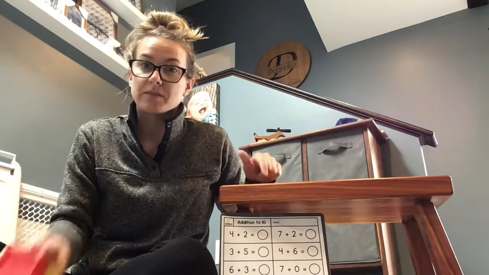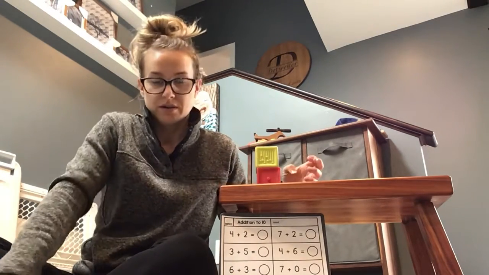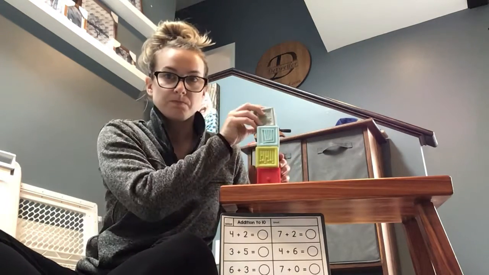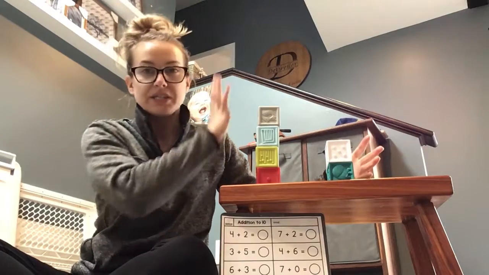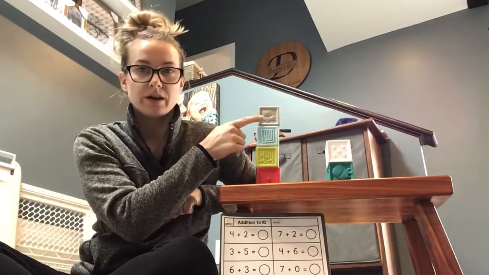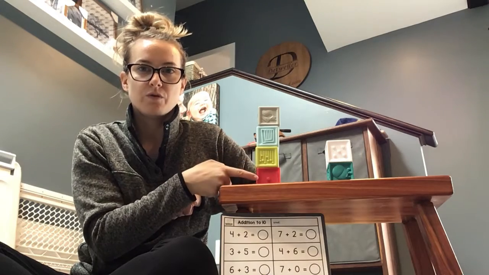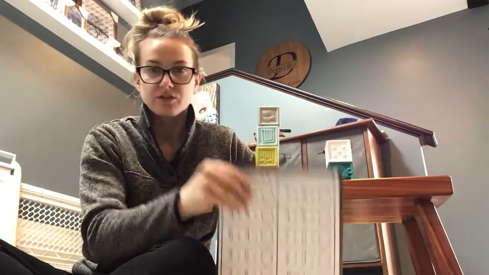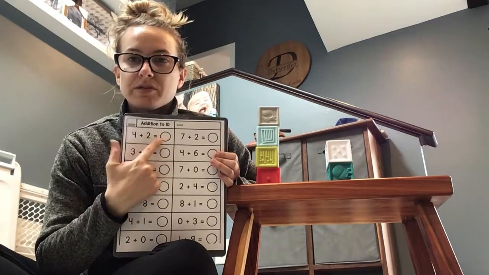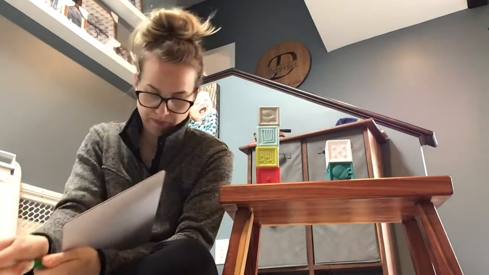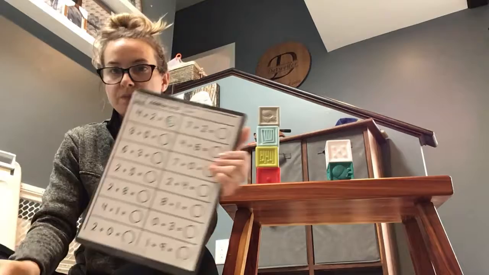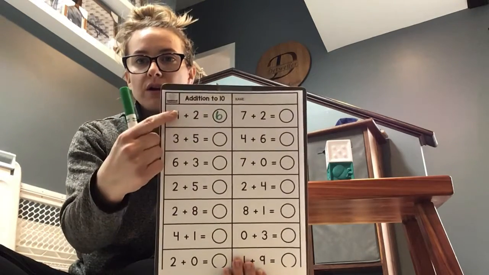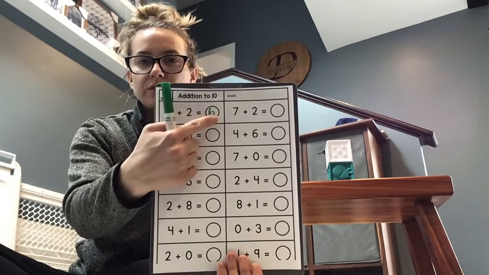So you start with your objects, and I'm going to start with mine here so you can see it, okay? Okay, so I have two groups, 4 and 2, okay? Now we need to count all together. 1, 2, 3, 4, 5, 6. So on your paper with your pencil, you're going to write the number 6 in this first circle. Great job. 4 plus 2 equals 6.